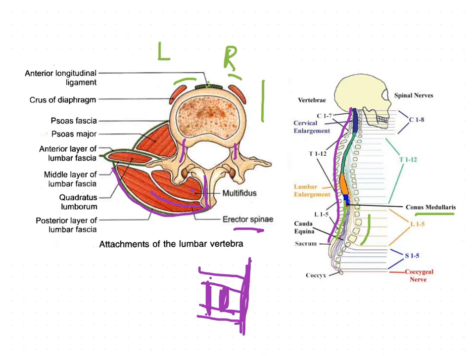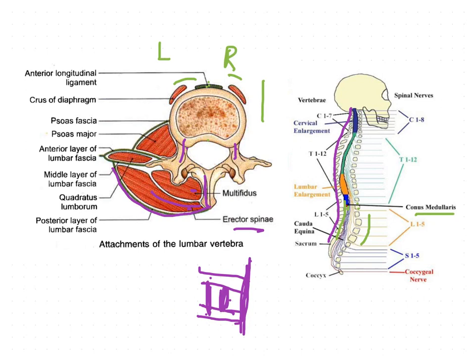So the spine provides attachment to the posterior layer of the lumbar fascia, and it gives attachment to the interspinous as well as the supraspinous ligaments, the erector spinae, multifidus and the interspinous muscles. Okay, and these are all the attachments to the vertebral arch. The vertebral arch includes the pedicle, laminae as well as the spine.